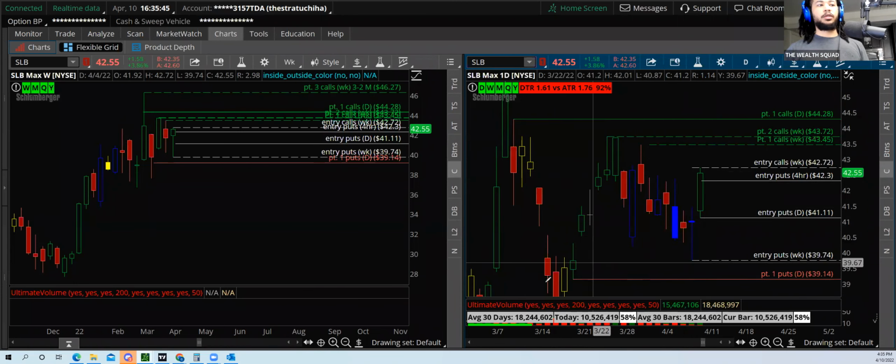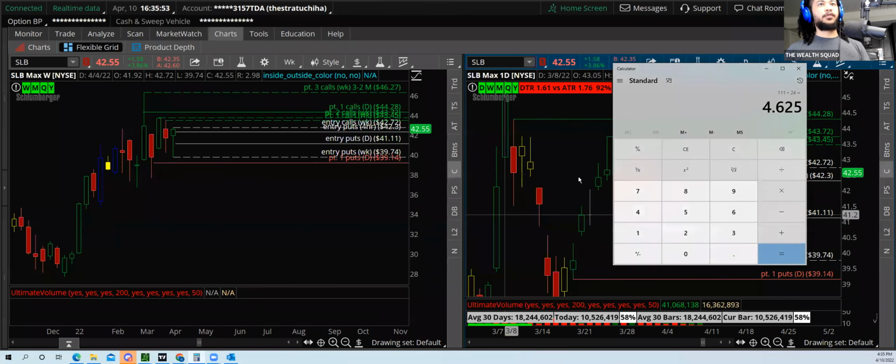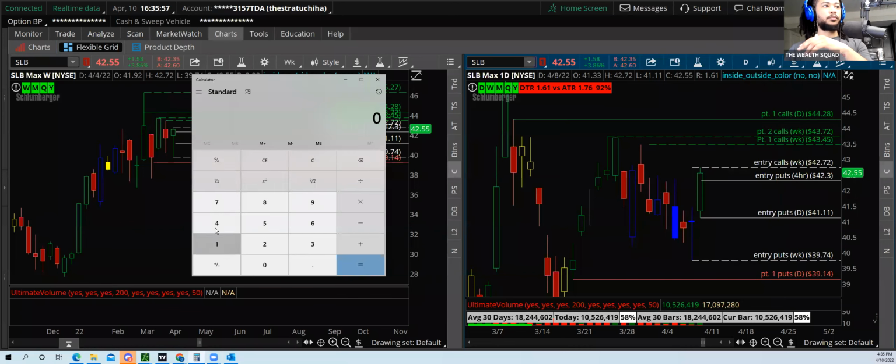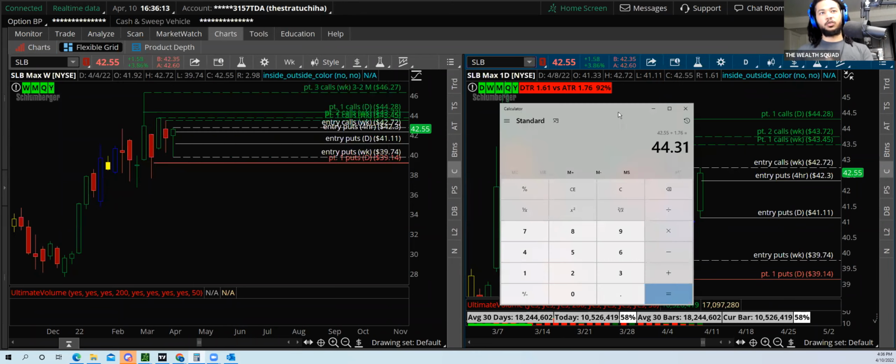So I would put in a calculator. I would be like, the entry is 42.72. The price is at 42.55 right now. If it moved straight up the whole range from 42.55, that'd be plus $1.76, which would be 44.31 tomorrow, potentially. If it just went open, boom, straight up, took straight off.